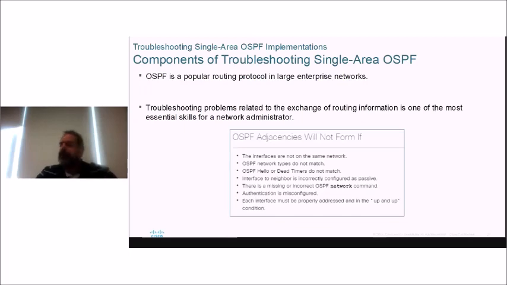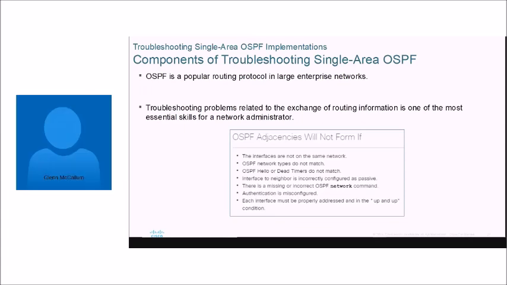So the network types do not match. If one router thinks it's a broadcast multi-access network and the other end thinks it's a point-to-point, they will not form an adjacency. That doesn't happen very often. Hello and dead timers do not match. Again, you've got to make sure that they're coordinated amongst all the routers.